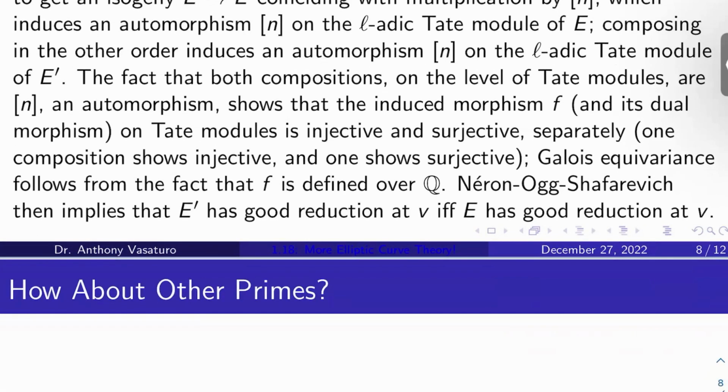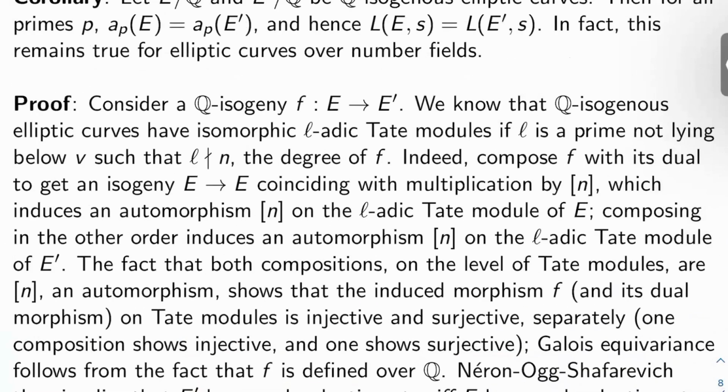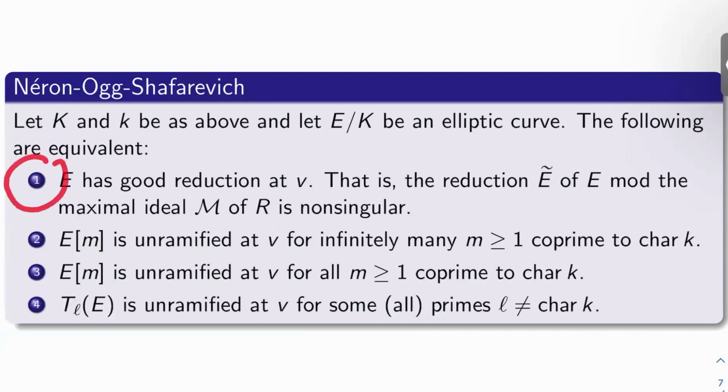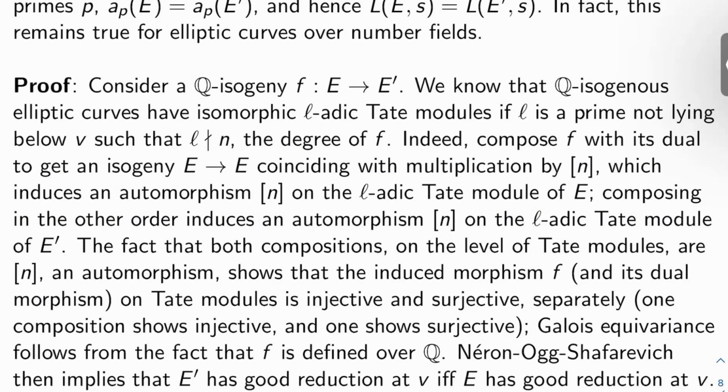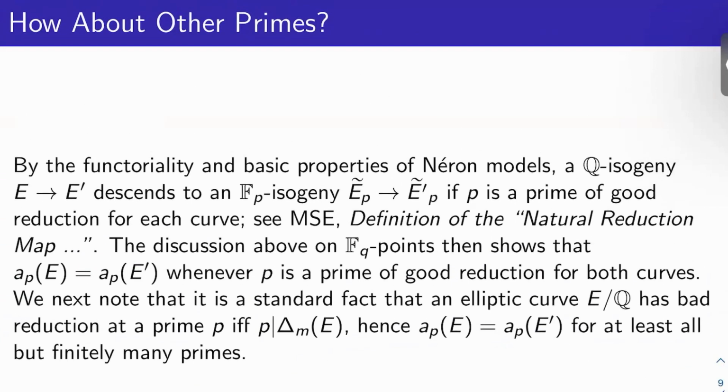But then you can use Néron-Ogg-Shafarevich to see that E prime has good reduction at P if and only if E does, you see? Because you can use the one direction for both. You have isomorphic L-adic Tate modules for some primes L not equal to the characteristic. Okay, so those Tate modules will be unramified at the same places P. And so the two elliptic curves will have the same places of good reduction. Okay, so what does this show? This shows that E and E prime have the same primes of good reduction and hence the same primes of bad reduction.